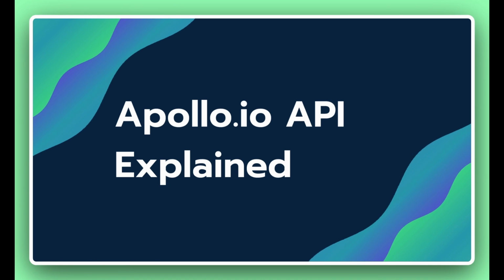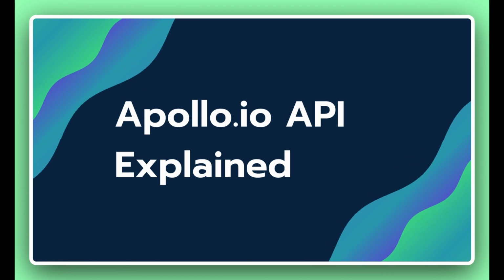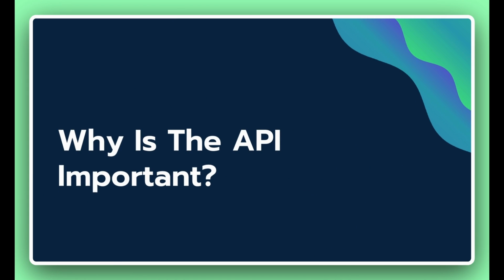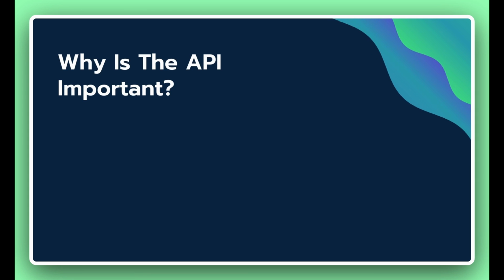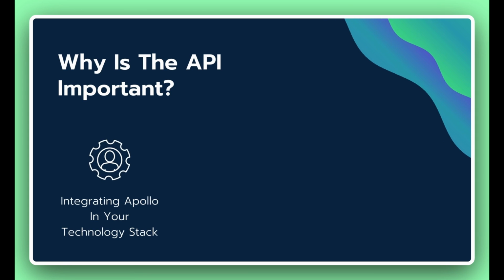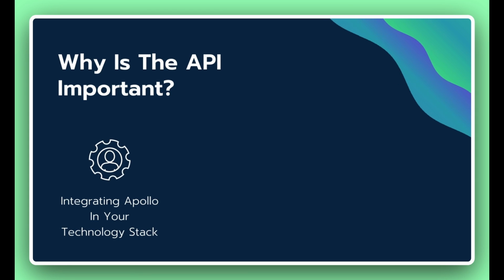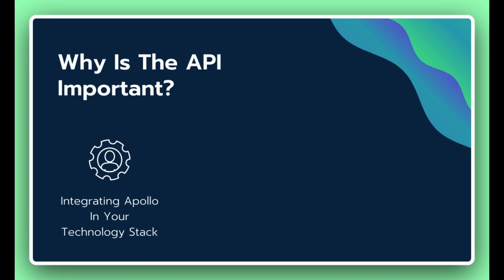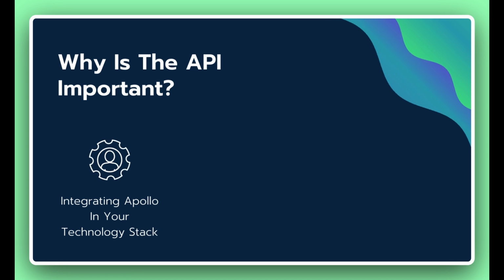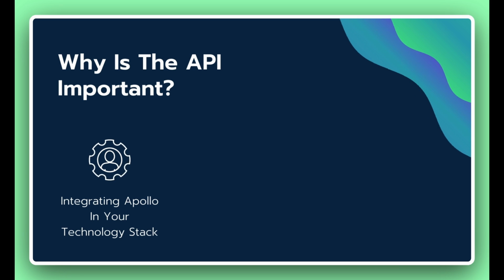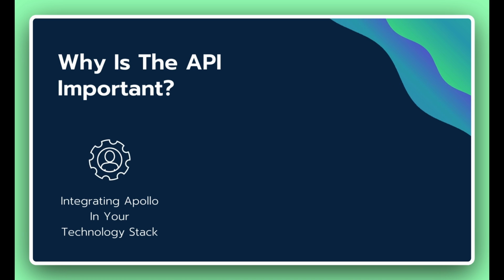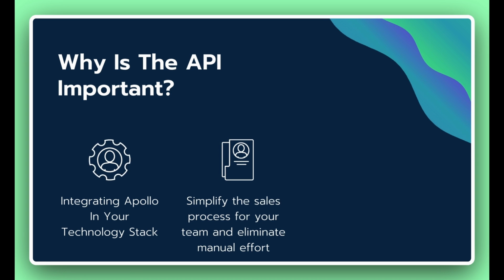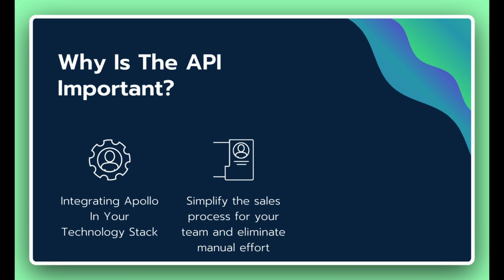In this video, we're going to be explaining the Apollo API like I'm 5. So first and foremost, why is the API actually important? The API allows you to integrate Apollo into your technology stack. Instead of having Apollo be separated from your technology and having to use it separately and then go and do all the other tasks, you can integrate it directly into all of your technology by having this API available.